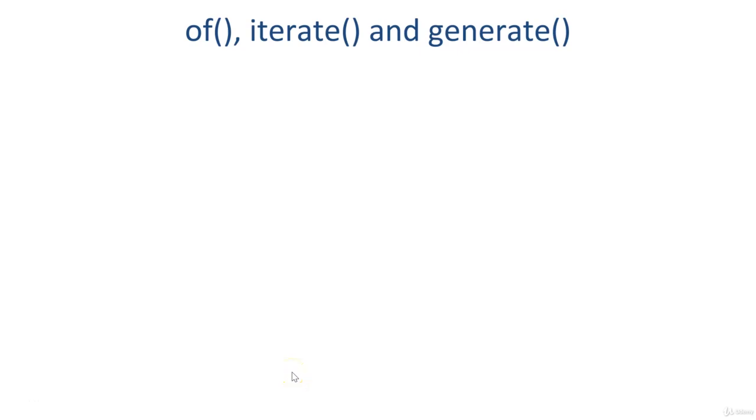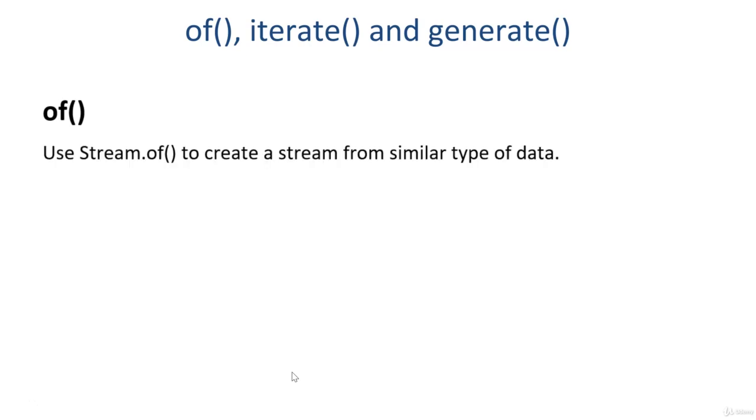In this video, we will look at stream factory methods of iterate and generate. So first look into of. Use Stream.of to create a stream from similar type of data.